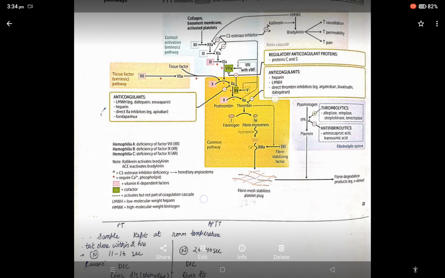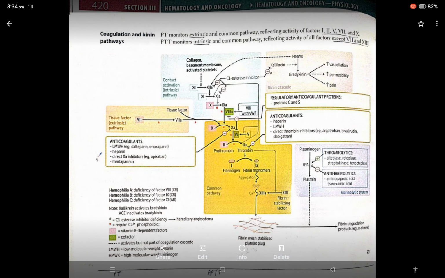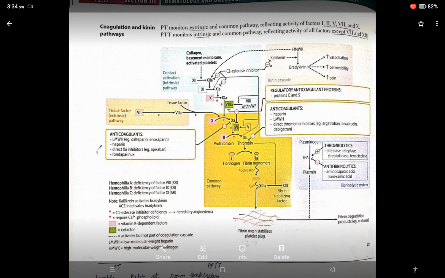So today we will be studying the coagulation of the kinin pathway. PT monitors the extrinsic and the common pathway, and PTT monitors the intrinsic and the common pathway. PT is extrinsic and PTT is intrinsic. Then we will see in the pathway.